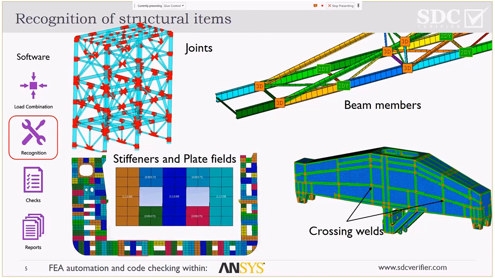So maybe I'll show you a bit more on recognition of structural items. What is that actually? We can see, for example, if you have a lattice structure, you need to do checks on the beam members, which you can see.